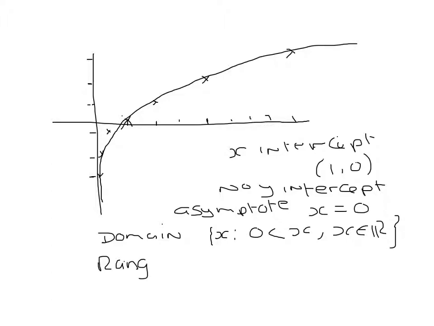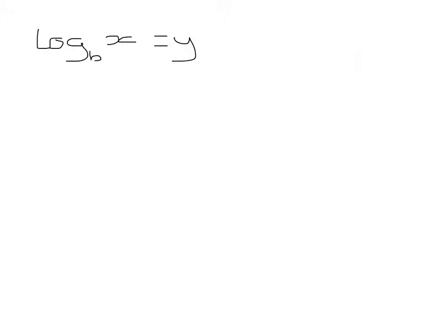Now looking at the range, there's no value that y can't be, because it goes down to the negatives, goes up to the positives. So y is just a member of the set of real numbers. The other log rule to remember is that if log to the base b of x is y, then we can rewrite it as x is equal to b to the y. The base of the log becomes the base of the index.